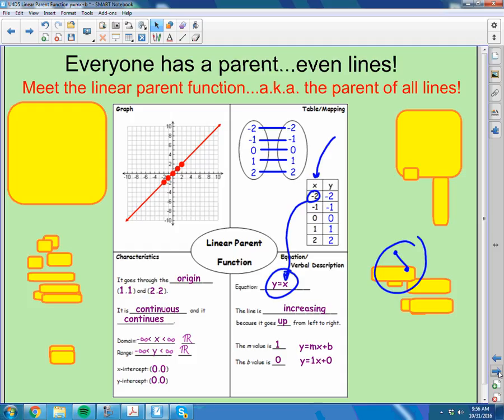Avery? You know what, the parent lines, can they ever go decreasing? This is the only parent line. Guys, you'll never see a parent function that looks anything other than what you see on the board. It is the only linear parent function. Now, there's a quadratic parent function when we get to quadratics. There's an absolute value parent function when you get to Algebra 2, the square root function, the cube function. Every base function has a parent, and this is just the linear parent function. So this is the parent function of all lines. Okay?